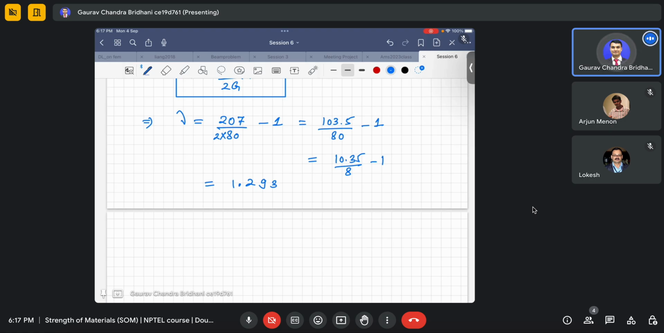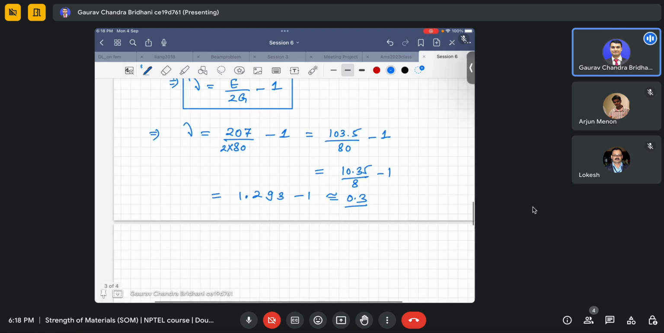So something this minus 1. As you can see, I'll take this approximately as 0.3. It is coming 1.293 minus 1, so I'll take it as 0.3. So we got nu as 0.3. You can even try with the third digit or fourth digit, but I think it's better to take it 0.3 to make our calculation simpler.